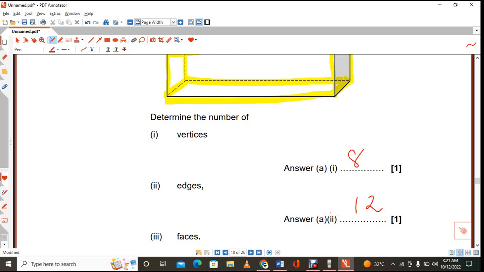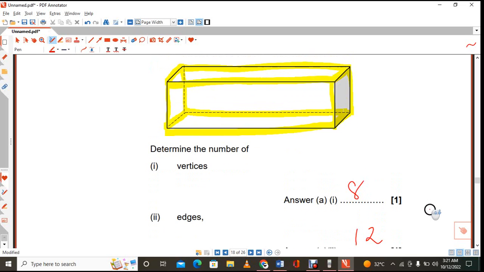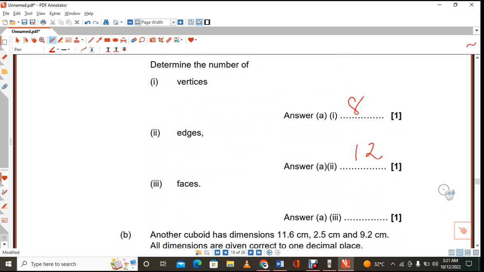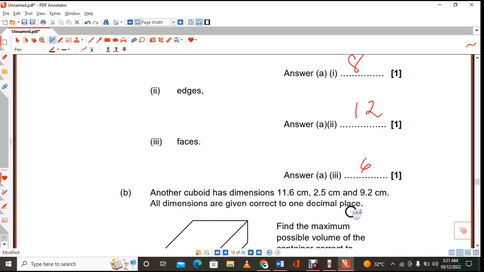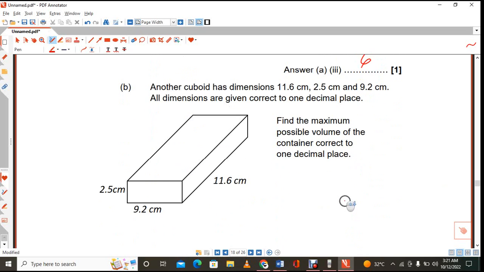Next question, faces. Well, faces are all your rectangles together, okay? And I think it should not be a problem for you to know there must be 6 of them, okay? 6 rectangles there. Another cuboid has the following dimensions: 11.6, 2.5, and 9.2 centimeters respectively.